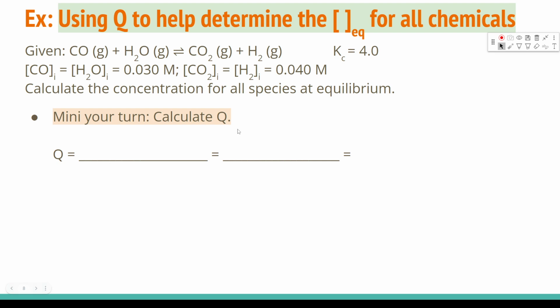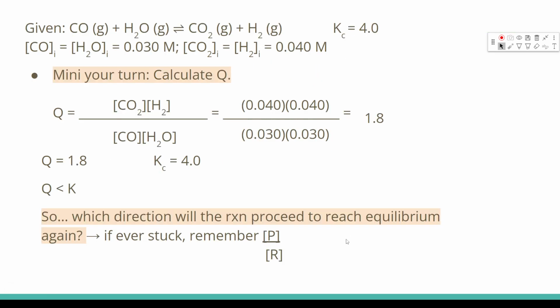Alrighty, ready? Here we go. Here it is, 1.8. And so 1.8 is Q. Again, K is 4, so Q is less than K. So which direction will this proceed? Again, if you get stuck, remember it's products over reactants, so think about the ratio. And so since Q is less than K, that means I need to increase the amount of product because I need to increase the numerator. So the reaction is going to go forward.